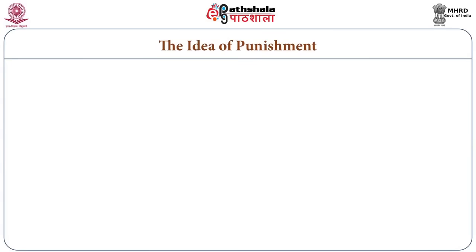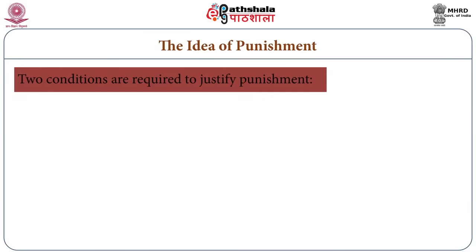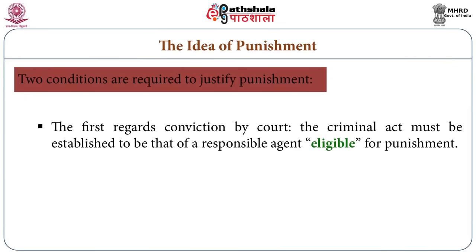Now, when we are meting out punishment, this becomes extremely important. There are two conditions required to justify punishment. The first regards conviction by the court. The criminal act must be established to be that of a responsible agent eligible for punishment. So I hope you see now that this is an attempt to tie together the actus reus with the mens rea. The criminal act, the actus reus, must be established to be that of a responsible agent. In other words, mens is Latin for mind. My mind should be in some way clear and eligible for punishment.